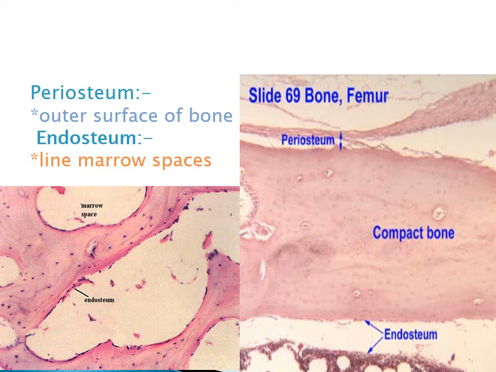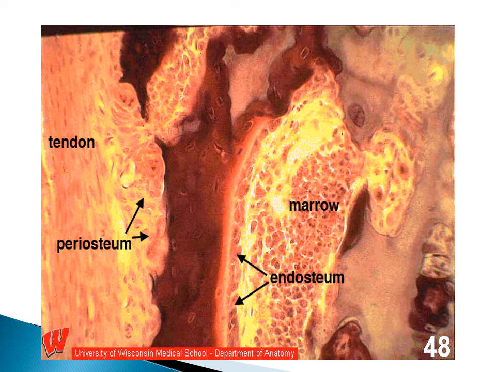Periosteum covers the outer surface of the bone, and endosteum lines the marrow spaces, as shown in the pictures. This is the histological appearance of the bone marrow. The periosteum is the outer surface of the bone, and the endosteum represents the lining of the marrow spaces. Also, this picture histologically shows the periosteum and endosteum for the bone marrow.